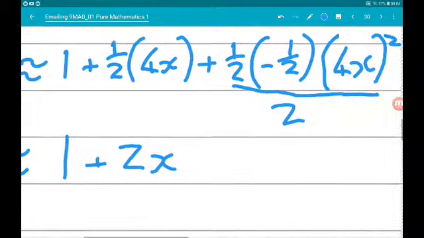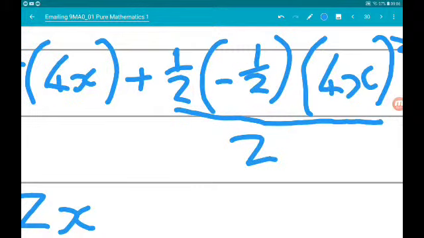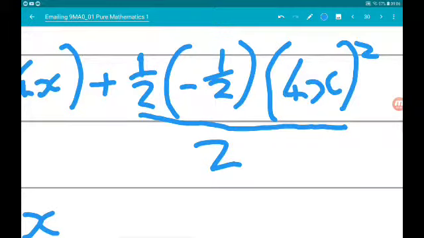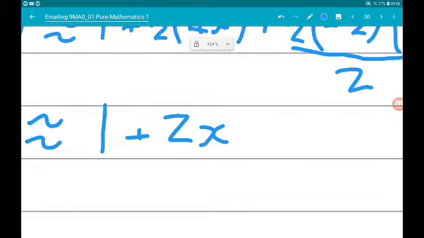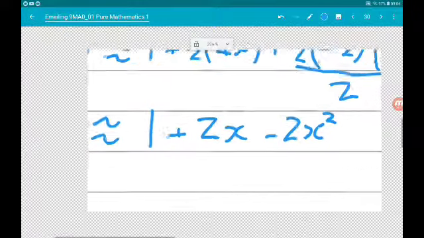Okay, then over here we got 1 half times minus a half is minus a quarter. 4x all squared is 16x squared. So minus a quarter times 16x squared is minus 4x squared. So we got minus 4x squared over 2. So we got minus 2x squared. So that's that one.